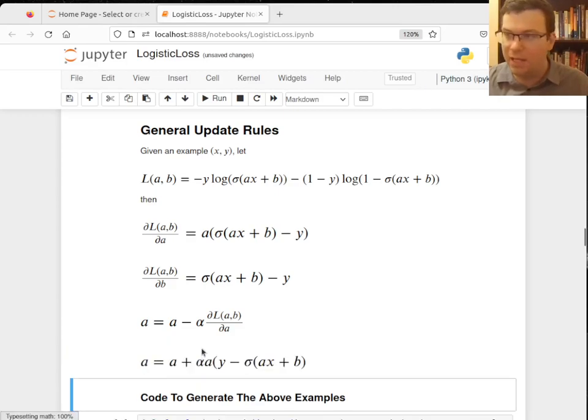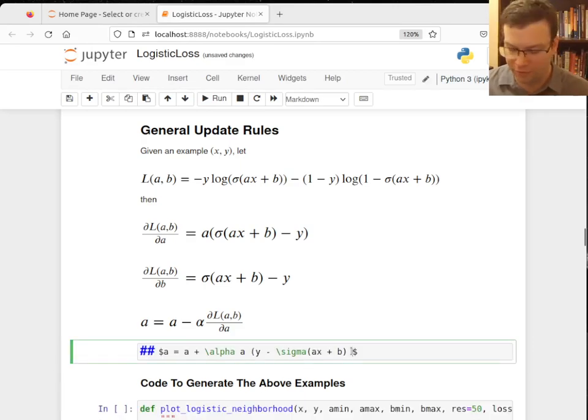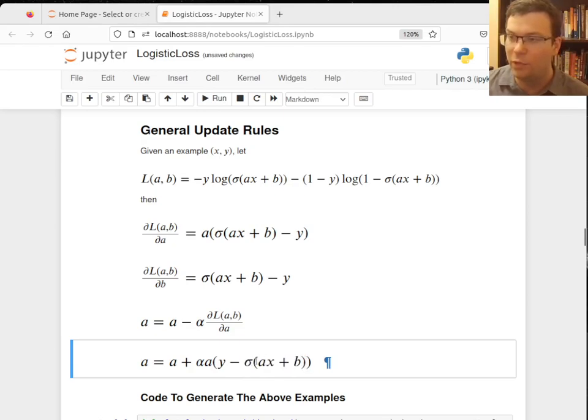So here's your a. I want you to update your a by the learning rate times a times this proportion: what it's supposed to be minus the estimate of what it is. So if it's below the estimate, then it's telling me I need to increase a.